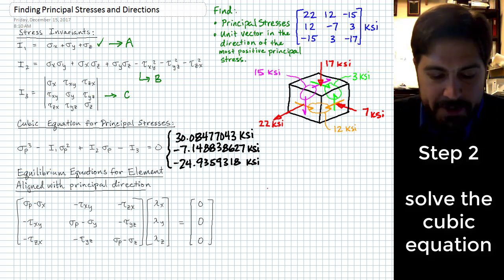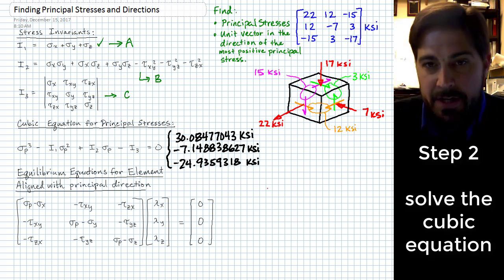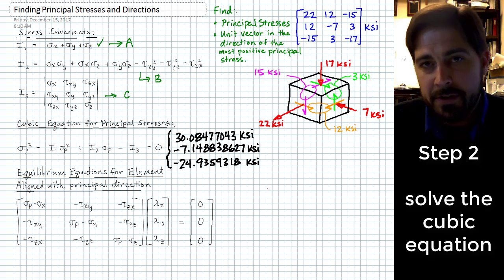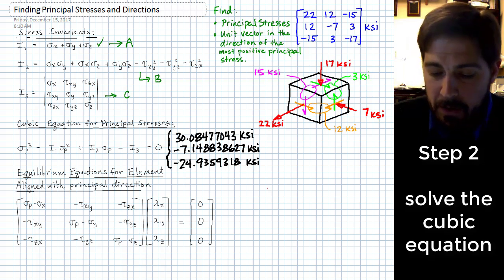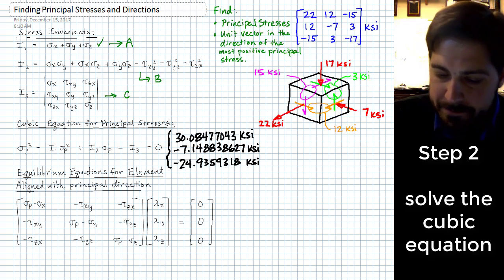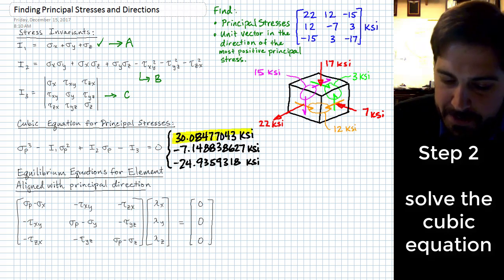All right, so what's next is we actually have to find a unit vector that is applied in the direction of the most positive of these principal stresses. The process would be the same if we wanted the unit vectors in the direction of the other two stresses as well, but we're going to focus on just one because otherwise it would get kind of boring. So we are going to focus here on just the most positive value of principal stress.